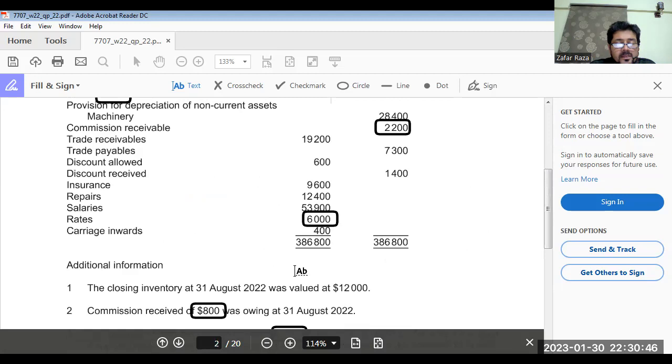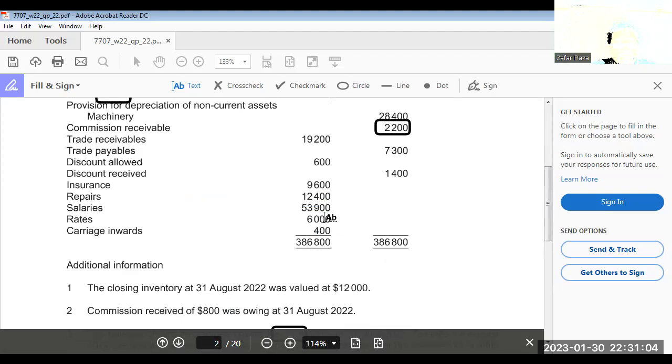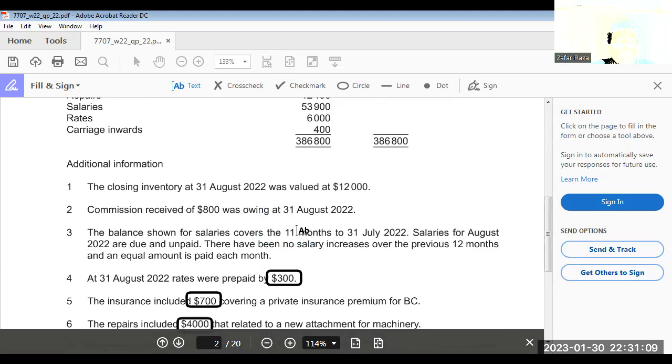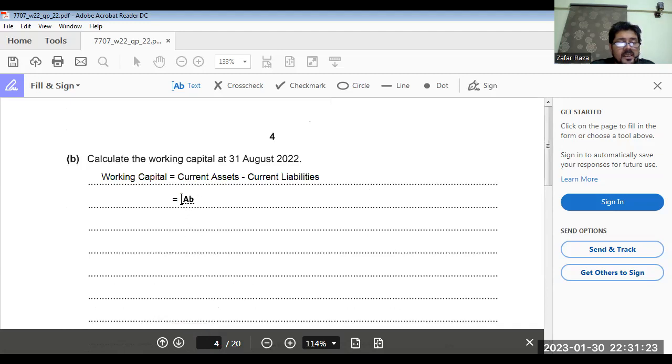See, closing inventory 12,000. Here it is. Then trade receivable 19,200. 800 is commission receivable, and 300 is prepaid. So we have all together 4 current assets. I'm doing directly: 12,000 inventory plus 800 rent receivable plus 19,200 accounts receivable plus 300 prepaid. Done. Minus the liabilities.